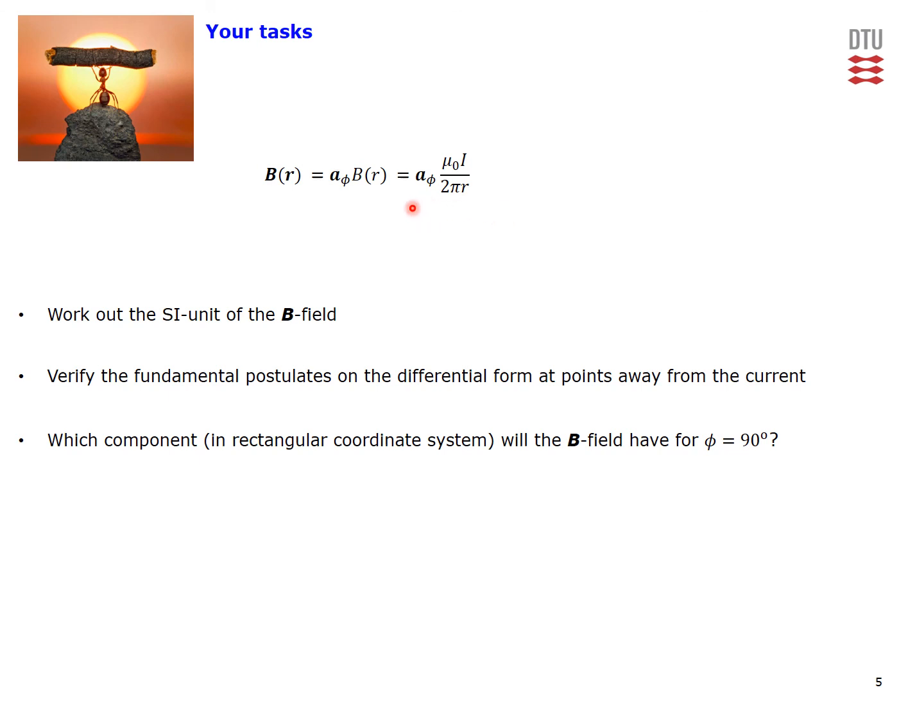This is the final result summarized, and as usual we have some tasks for you. We would like you to work out the SI unit of the B field that you can see in the expression here. We would also like you to verify the fundamental postulates on the differential form at points away from the current, and we would also like you to figure out which component in rectangular coordinate system will the B field have for phi equal to 90 degrees.